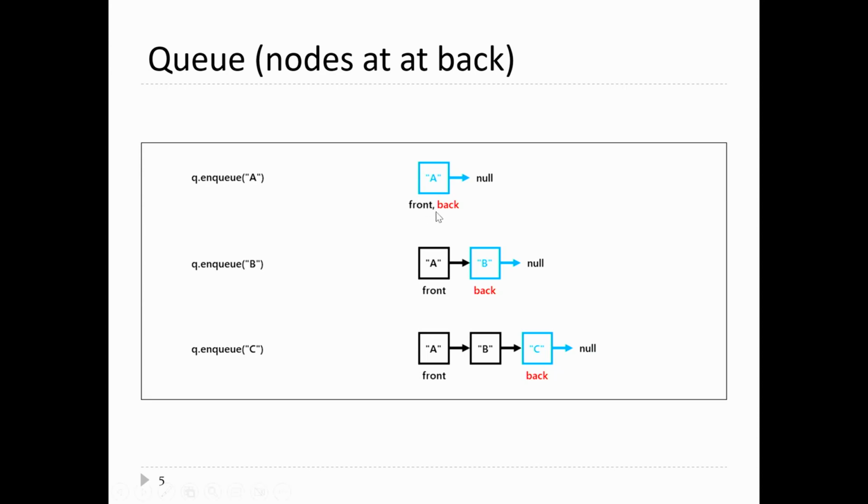Here we have front and back, both referring to the one node in the queue. If I enqueue again, I'm going to make a new node and hook the current back up to the new node, and now you've added the element to the back of the queue. If you enqueue again, I'm going to make a new node, hook the current back of the queue up to the new node, and then advance back, and so on and so forth.